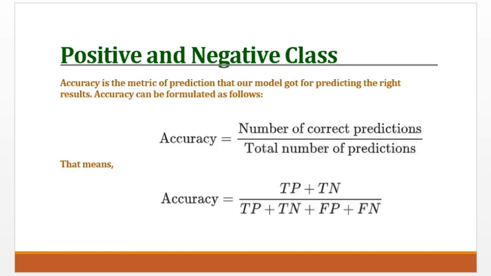The formula for calculating the accuracy is the number of correct predictions divided by the total number of predictions. In other words, TP plus TN divided by true positive plus true negative plus false positive plus false negative.